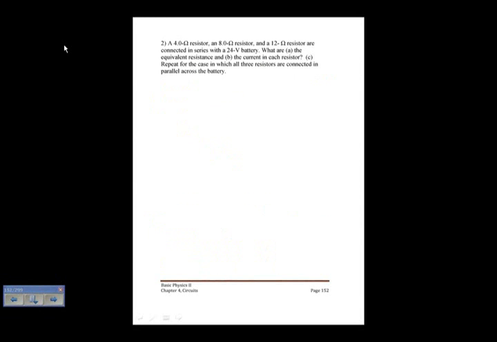A 4 ohm, 8 ohm, and 12 ohm resistor are connected in series with a 24 volt battery. What are the equivalent resistance and the current in each resistor? And then repeat for when it's in parallel. So I have a 24 volt battery. Then I have 3 resistors that are hooked up in series with one another. That means that they're one after the other, just like this. I have 4 ohm, 8 ohm, and 12 ohm resistors.